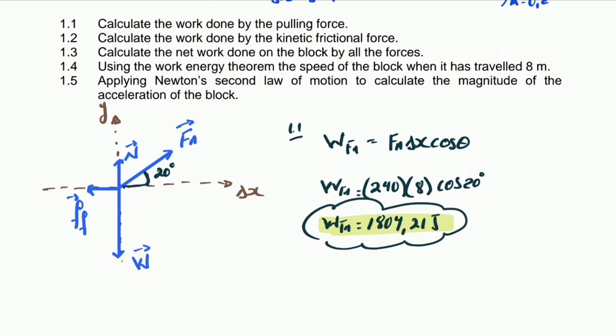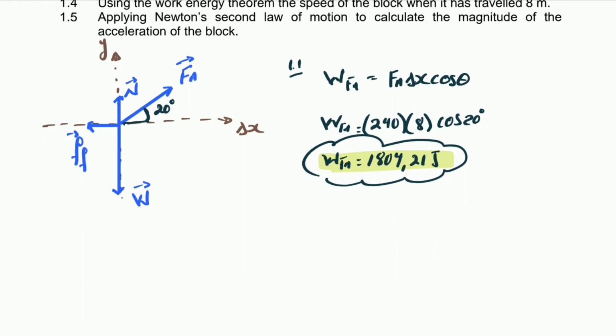Very simple. Question 1.2, calculate the work done by the kinetic frictional force. Now, to calculate the work done by the kinetic frictional force, the work done by friction is equal to frictional force multiplied by displacement multiplied by the cosine of theta. Now, let's find theta for the frictional force. For the frictional force, theta is going to be the angle from here all the way there, and that one is 180 degrees, guys.